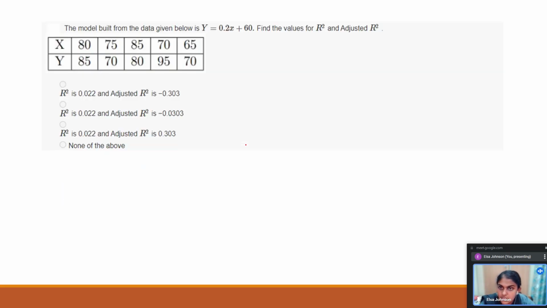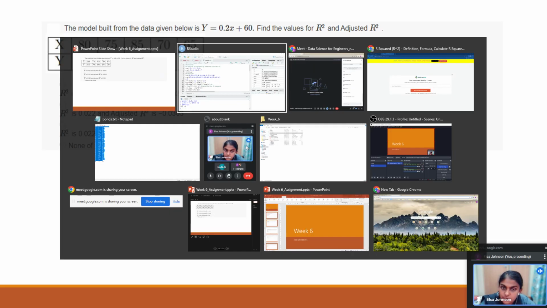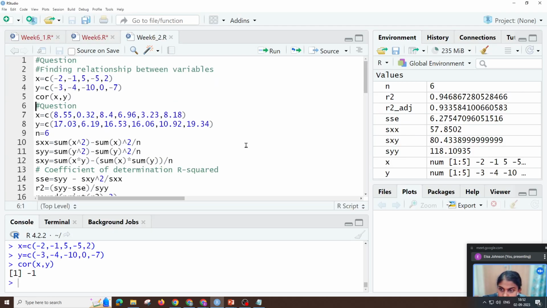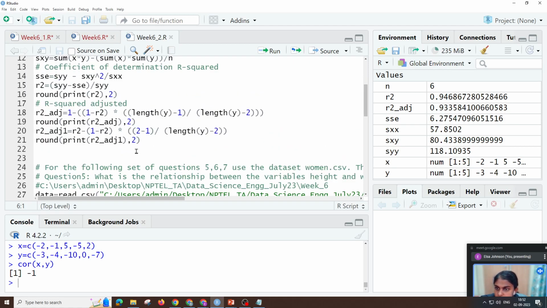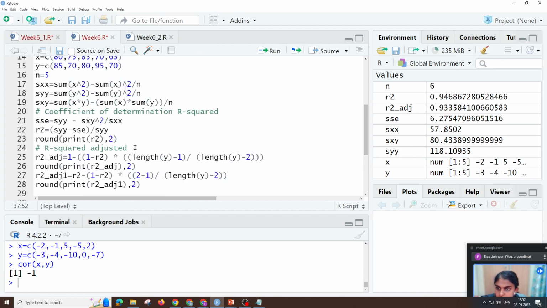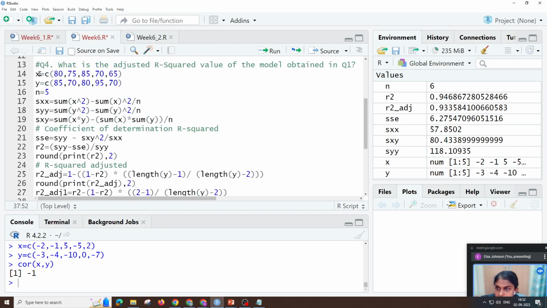Now a model is built from the data given below. Y equal to 0.2x plus 60. Find the values for r square and adjusted r square. So you can see the values as this one. All right, so we'll move on to RStudio once more, and similarly you can just give the values for r square. Okay, so this is the equation.